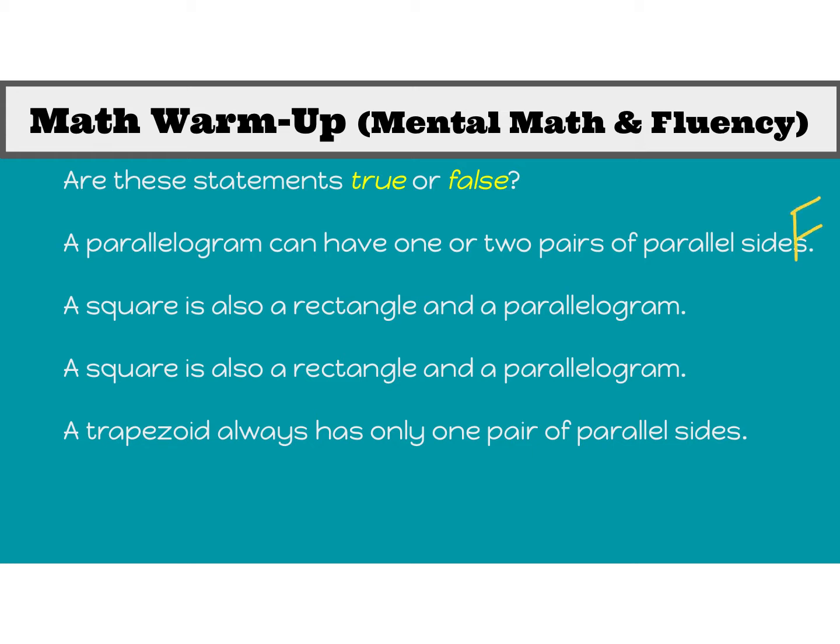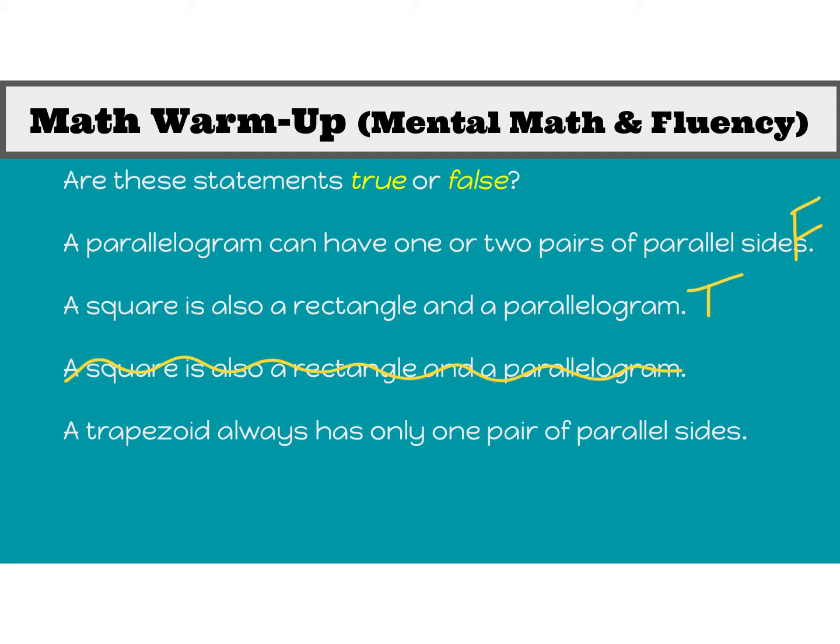So our first statement, a parallelogram can have 1 or 2 pairs of parallel sides, would be false. And the reason would be because it says 1 or 2, it actually has 2. Our second one, a square is also a rectangle and a parallelogram, is true. Our third one, a square is also a rectangle. It looks like I repeated that one, didn't I? So we'll just cross that one out. Apparently I typed it twice.